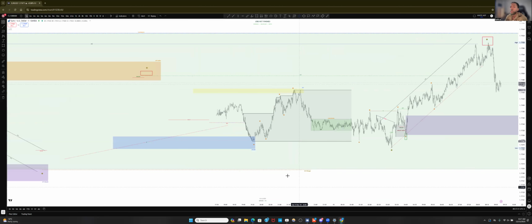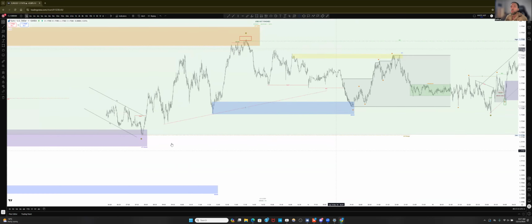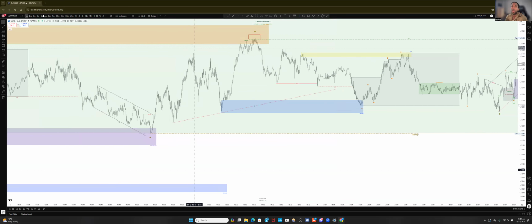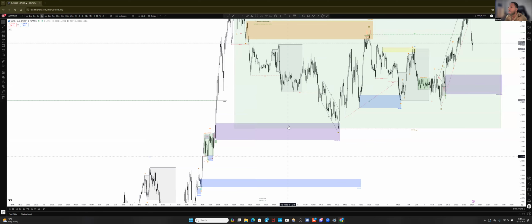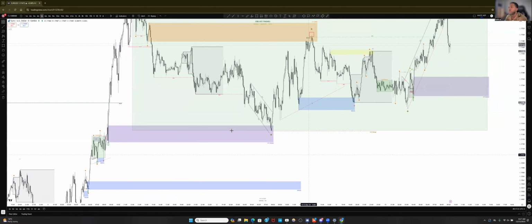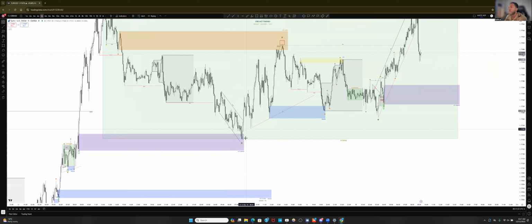Okay, so we're building up the thesis here. We go back to the 5 minutes quickly. We have this zone here that has not been mitigated to the downside. It was a low that led to a high that caused breaks of structure. Price has mitigated the imbalance, but did not come to this order block from last week from the buys that we caught.